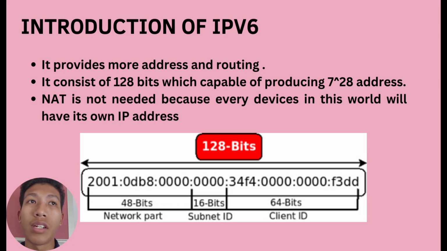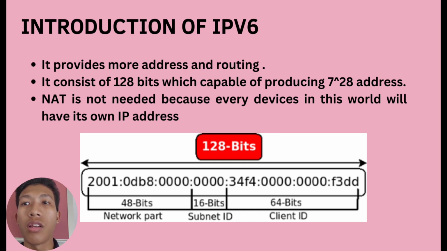With the introduction of IPv6 addresses, is network address translation needed in the future? The most possible answer is no, because IPv6 addresses provide more addresses and routing. It also consists of 128 bits, which is capable of producing 7 power of 28 possible addresses, which is more than enough for all the devices on this earth.